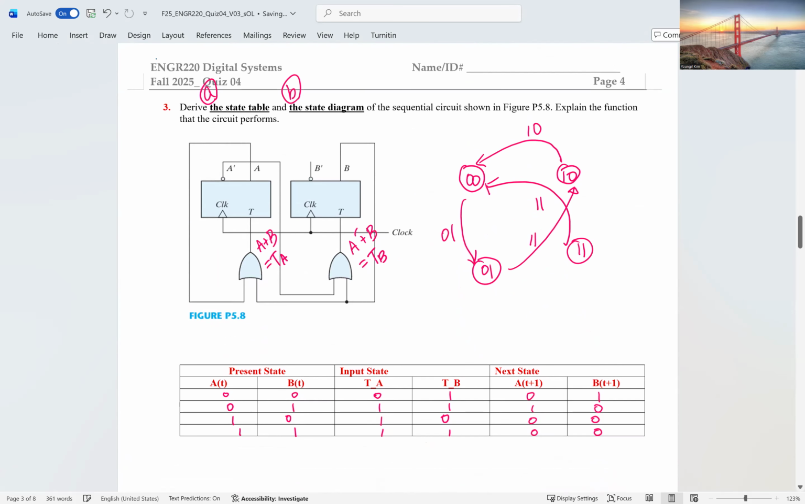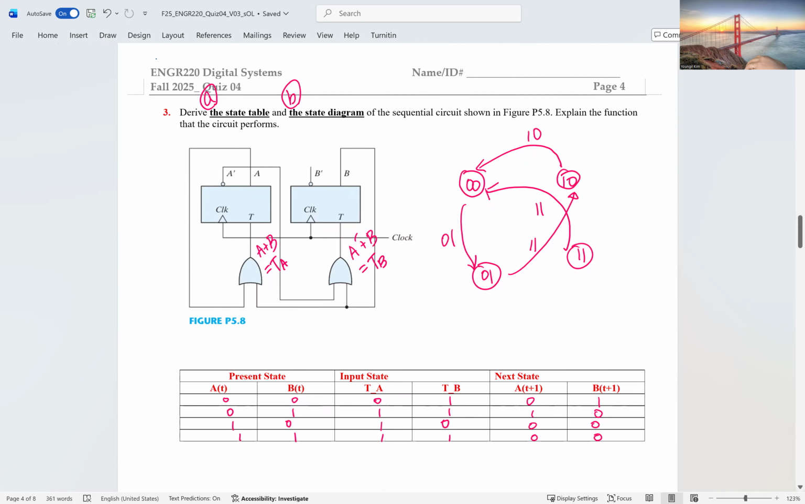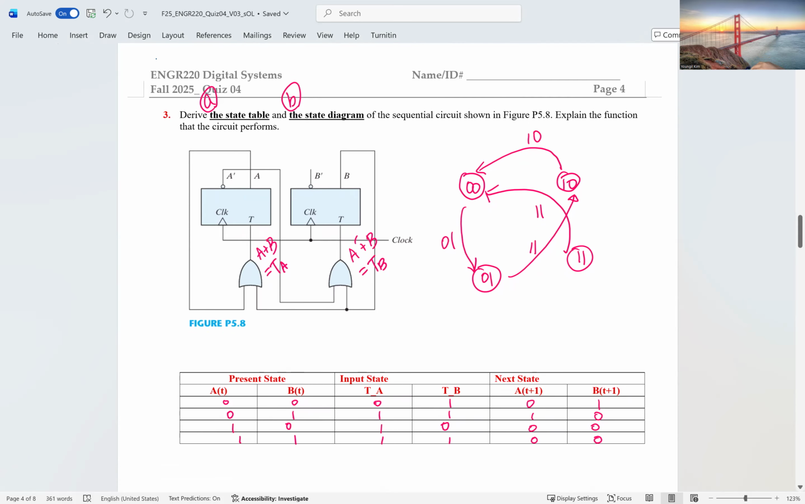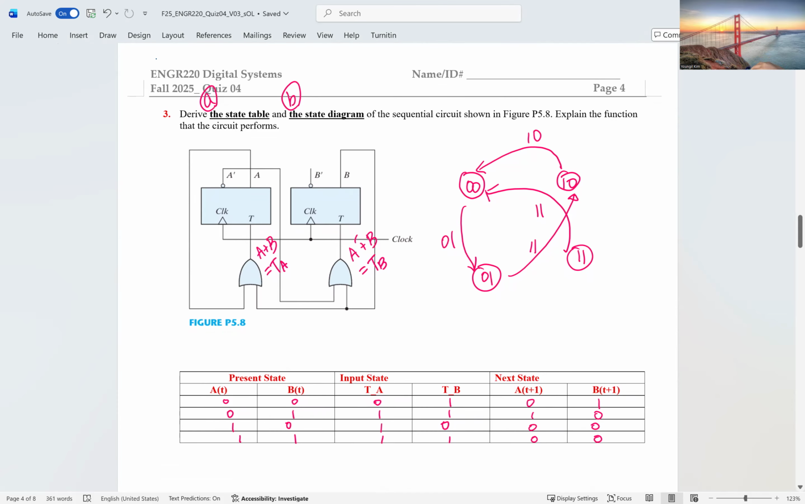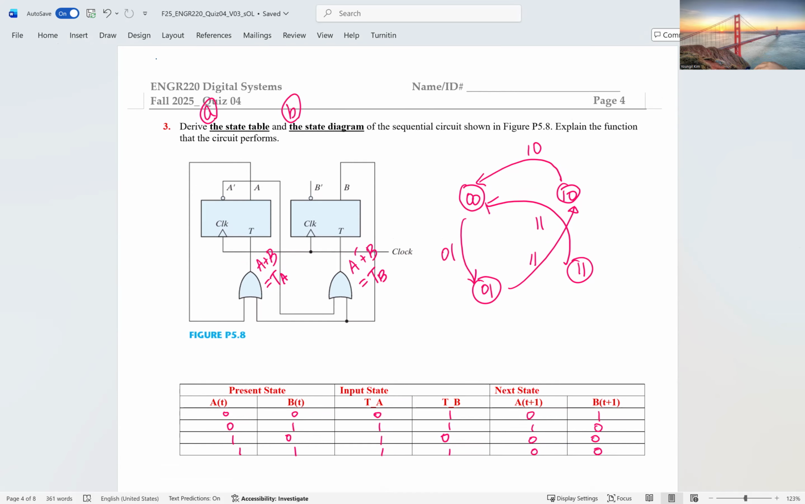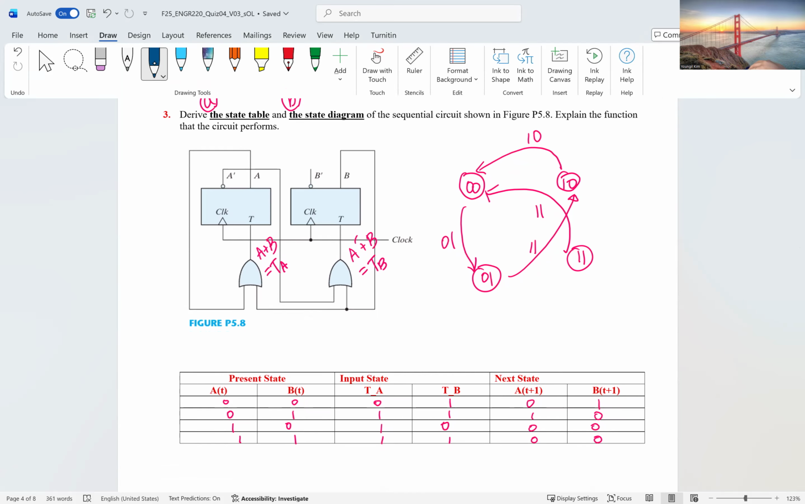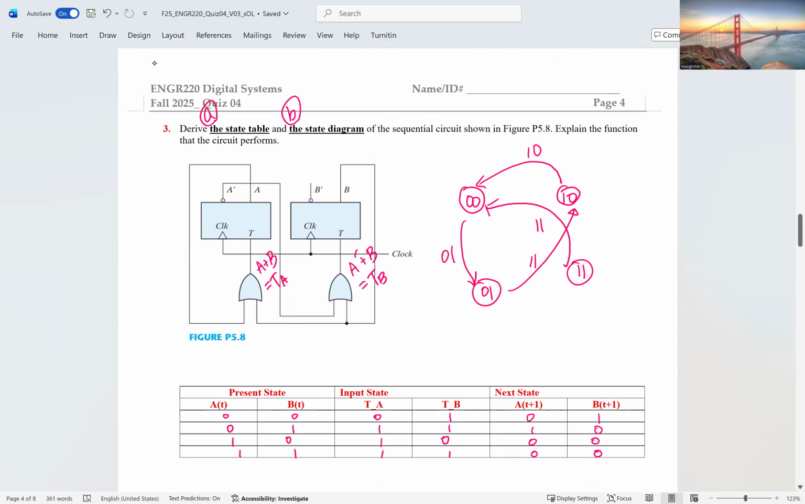All right. So question three. Question three, from the figure, that is the homework question. Okay. This is the homework, the same question. So derive the state table and the state diagram of the sequential circuit as shown in figure P5.8. Explain the function that the circuit performs. Okay. So here we go. Now, this is the T sub A, okay? And this is T sub B.